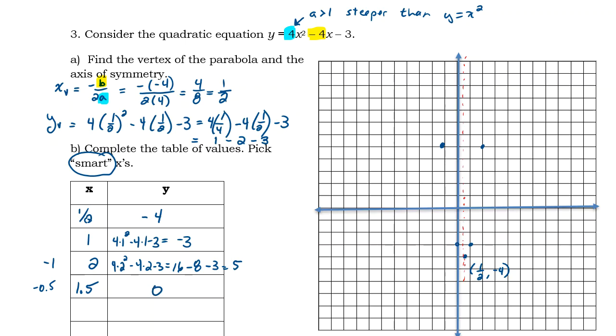I got 0, which is interesting. That is an important point. That is our x-intercept. So that means my other x-intercept should be right there. All right, so now we have enough points to sketch this parabola. Let's see how close I can get to these points. Ooh, that's pretty good so far. There we go. All right, so very steep parabola, which we would expect with that a value.